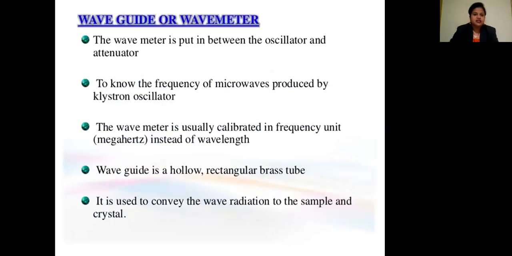Next part is the waveguide. It is also known as wave meter. The wave meter is put in between the oscillator and attenuator to know the frequency of microwaves produced by klystron oscillator. The wave meter is usually calibrated in frequency unit megahertz instead of wavelength. Waveguide is a hollow rectangular brass tube. It is used to convey the wave radiation to the sample and crystal.